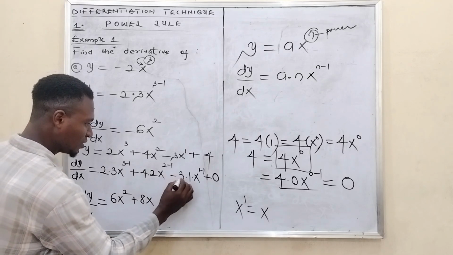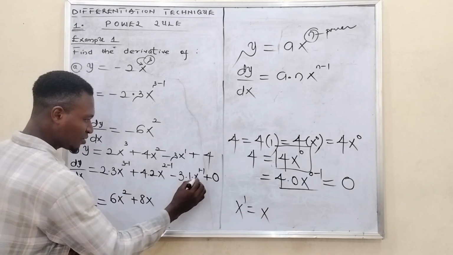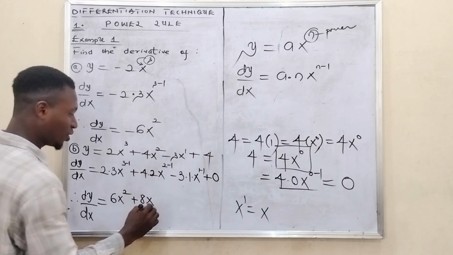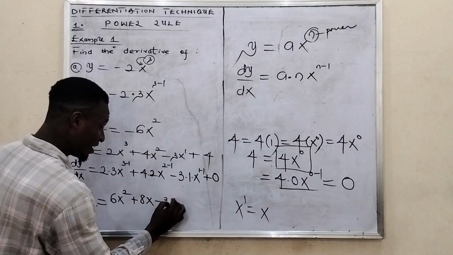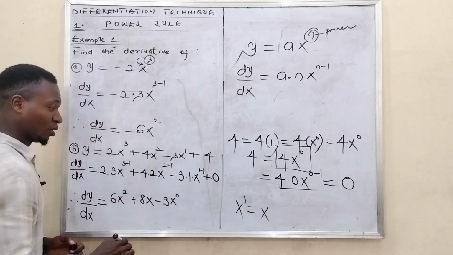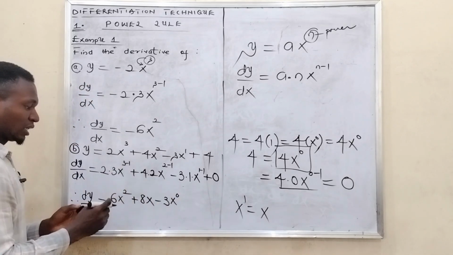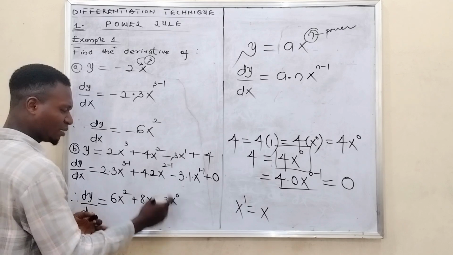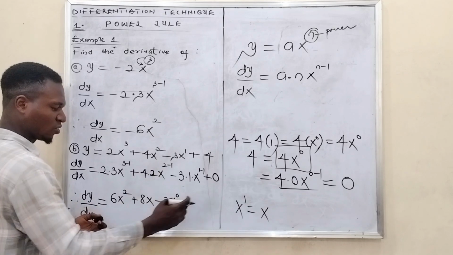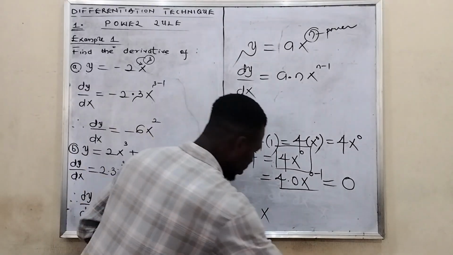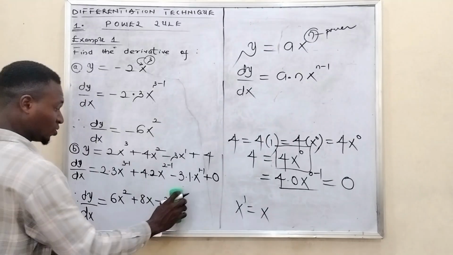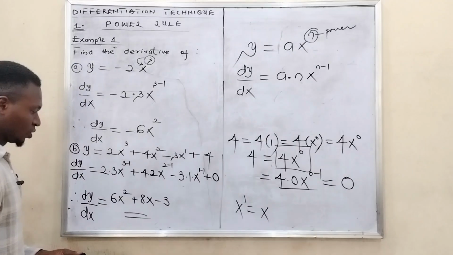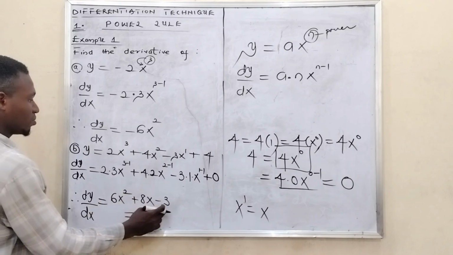Then we have minus 3 times 1 times x raised to the power of 1 minus 1. So we have minus 3x raised to the power of 0. Remember that x raised to the power of 0 is 1. So 1 times minus 3 is going to give us minus 3. So in all of this, the answer is just minus 3. So the derivative of this given expression is 6x squared plus 8x minus 3.